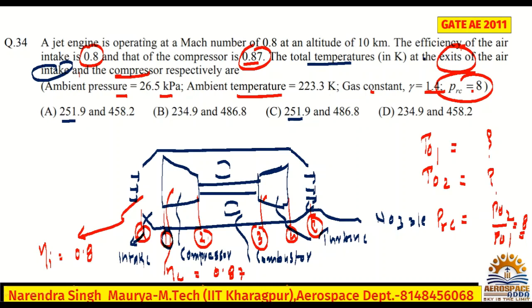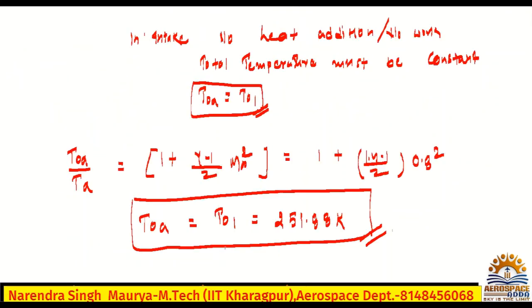Now they are asking for the exit of compressor. What is the exit of compressor? It means T02 we need to calculate. So we'll talk about the compressor.